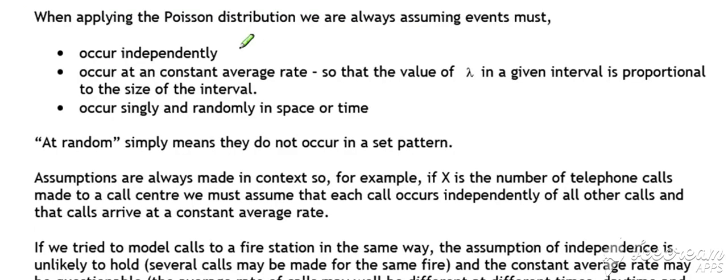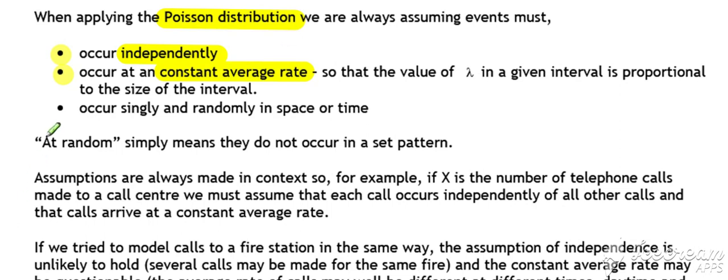Just like with the binomial distribution, there are certain assumptions and conditions that must apply for a Poisson to be applicable, and the two popular ones that we need to refer to in context are independence, and second, they occur at a constant average rate, initials CAR, car, constant average rate, okay? Also, they occur singly and at random, but generally it's independence and constant average rate in the context of the question that we refer to.